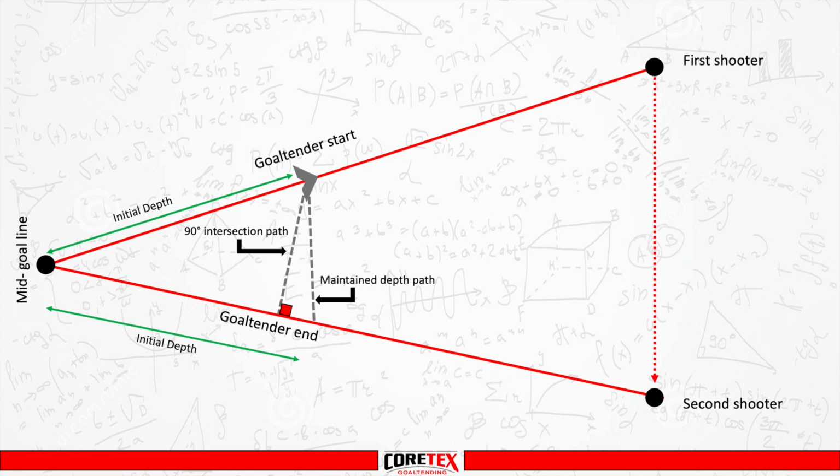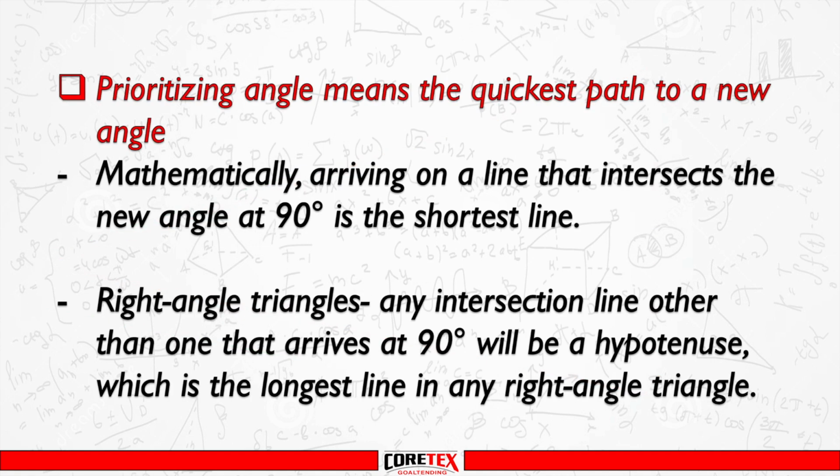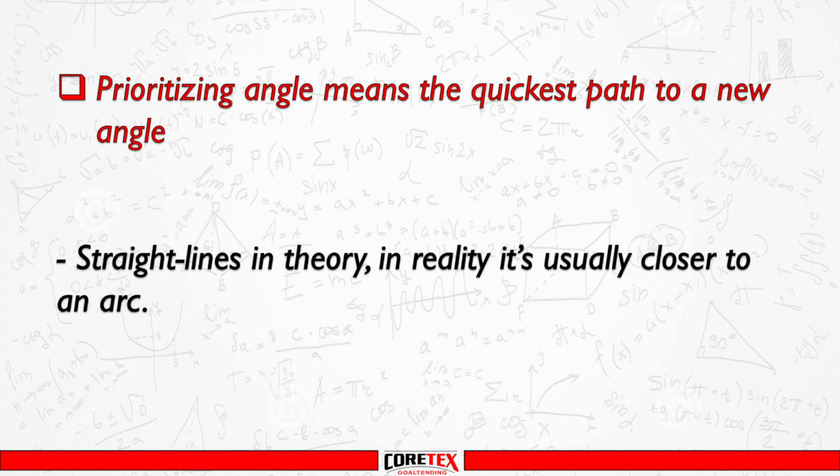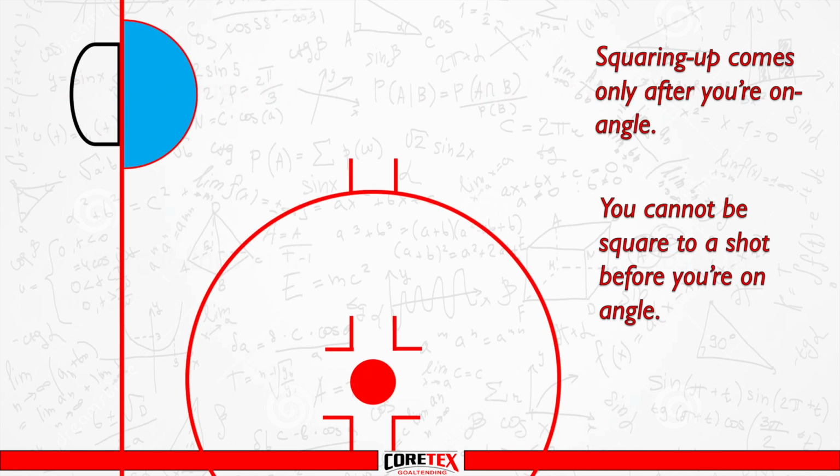One thing to keep in mind when looking at this is that the shortest line does not necessarily mean the most optimal line. The optimal line is not always the shortest line. In reality, it's usually closer to a bit of an arc or a curved line. I more just wanted to highlight some of the theory behind why angle is typically chosen first over depth. So squaring up comes only after you're on angle to the new angle. You cannot be square to a shot before you're on angle.